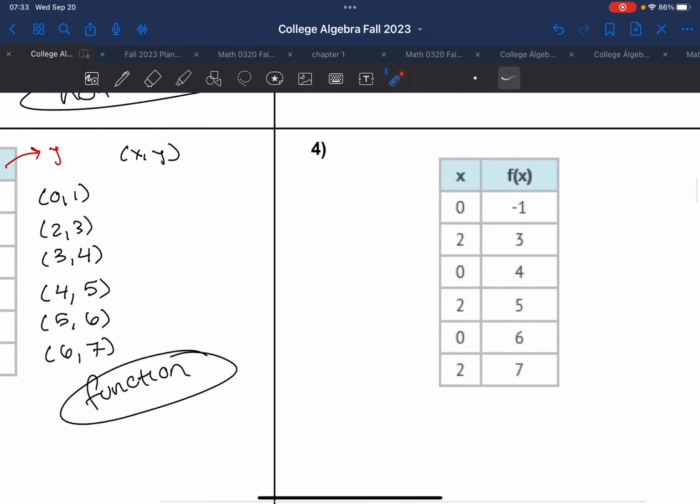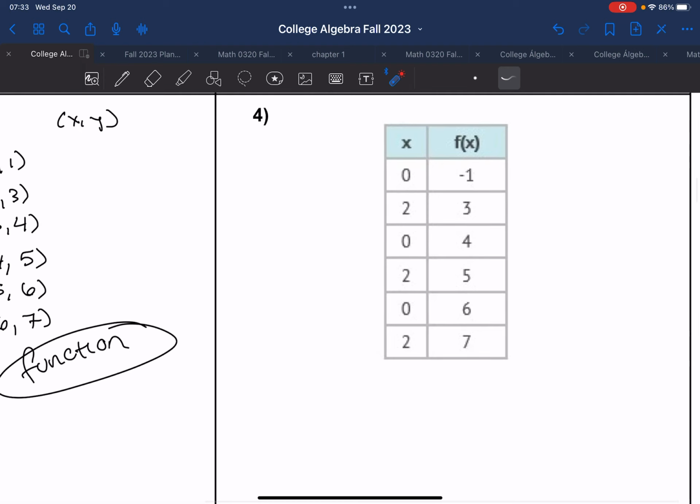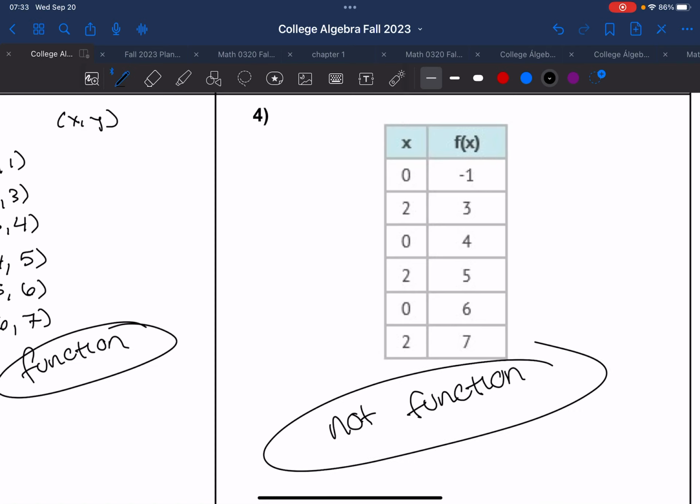What about 4? Everyone agree? Why is it not a function? X's repeat. Which repeats? Good, the zeros and the 2s.